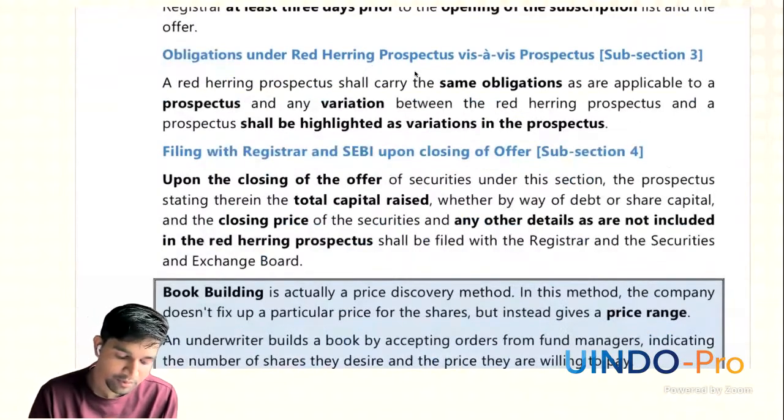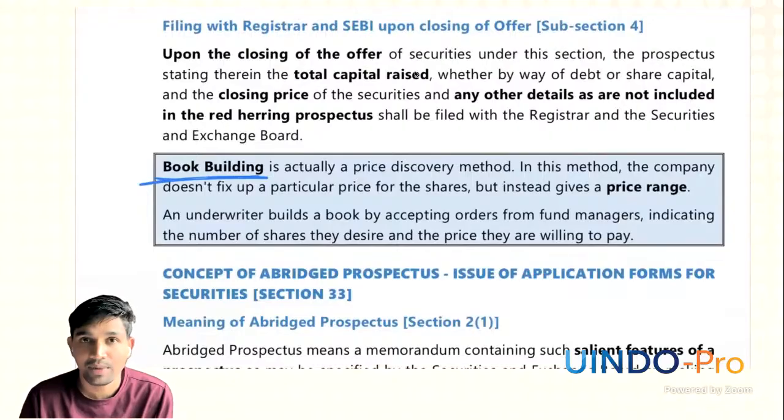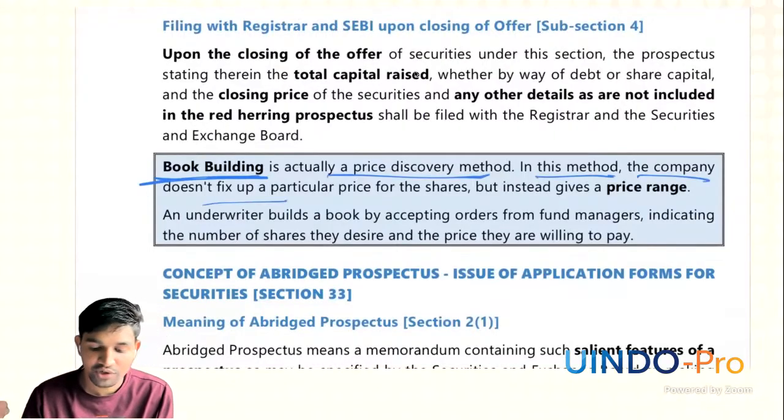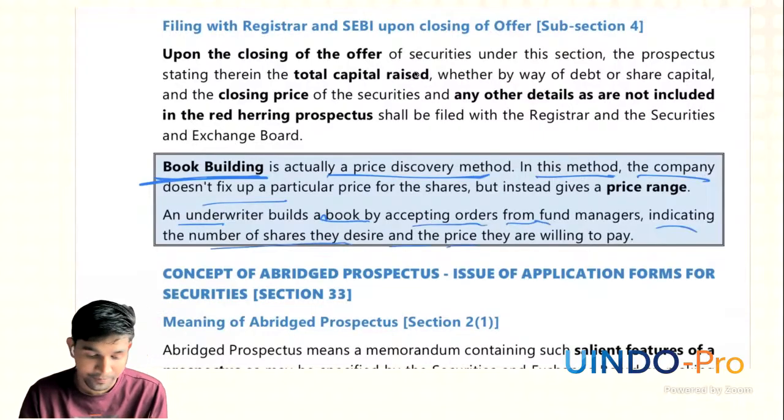Here, the concept of book building, which we need to understand, is actually a price discovery method. In this method, the company doesn't fix a particular price for shares, but instead gives a price range. And the underwriter builds a book by accepting orders from fund managers, indicating the number of shares they desire and the price they are willing to pay.